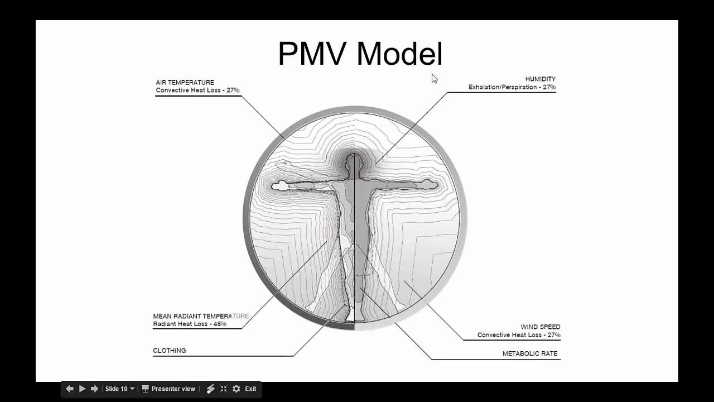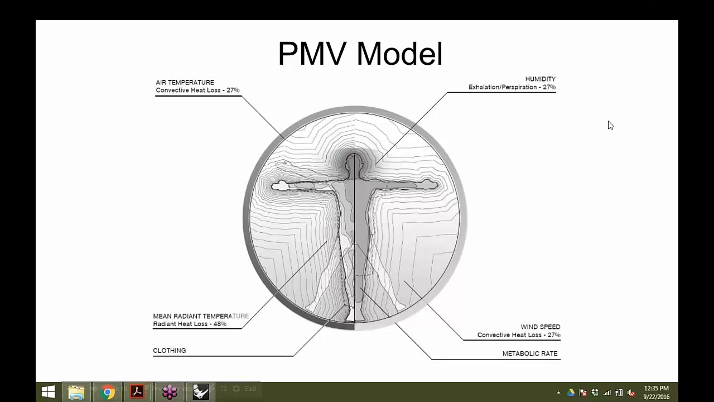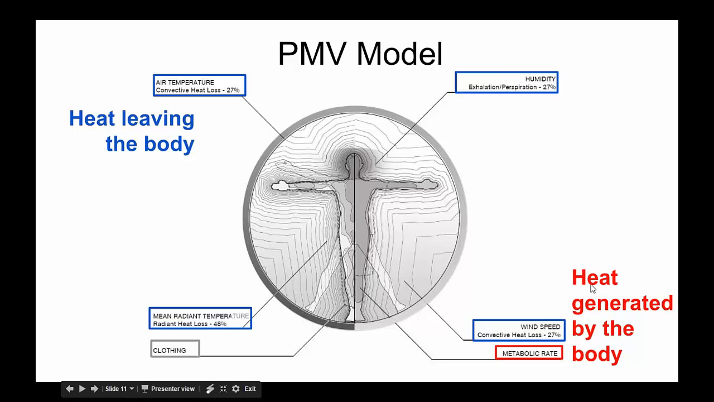And these are the 6 factors here. Those are air temperature, humidity, which is related to exhalation and perspiration, radiant temperature, which is the temperature of those surfaces, wind speed, which is self-explanatory, and then clothing and metabolic rate. And specifically, he said that a lot of these terms have to do with heat leaving the body, like the air temperature, humidity, and wind speed.